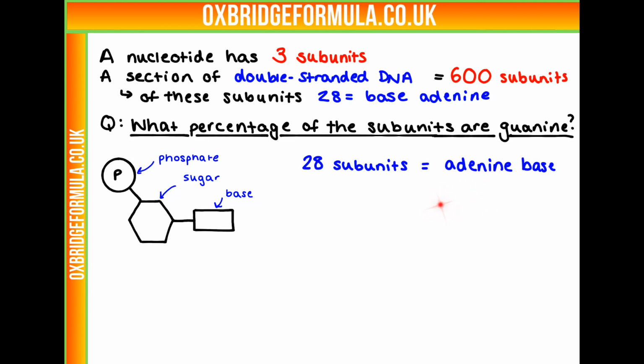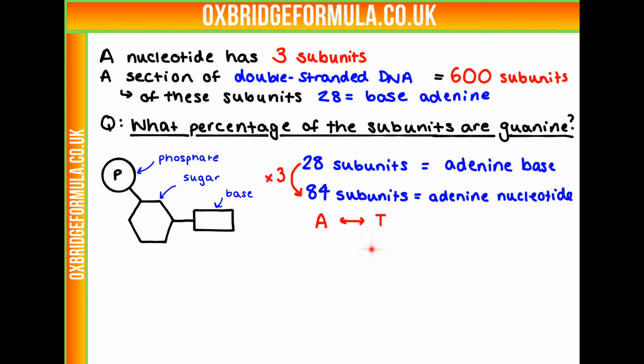We can work out how many nucleotides there are of adenine. So all we have to do for that is times it by 3 to get all of our subunits together. Times it by 3, we get 84 subunits, which comprise adenine nucleotides. But we want to link this in some way to find out how much guanine there is. So how can we go about doing that? What feature of DNA can we utilise to move across from our adenine to our guanine?